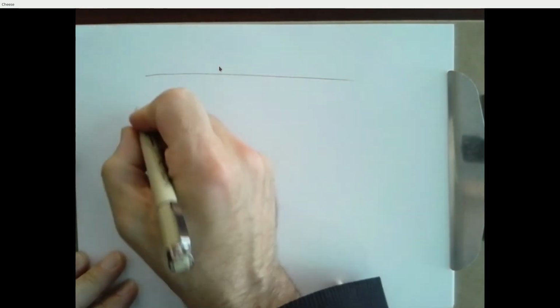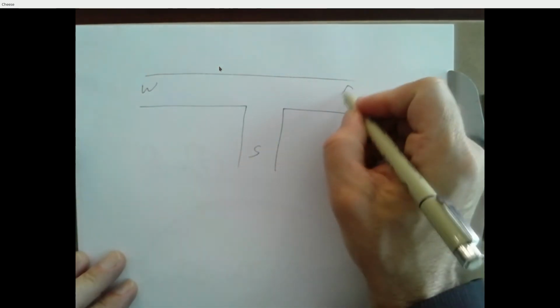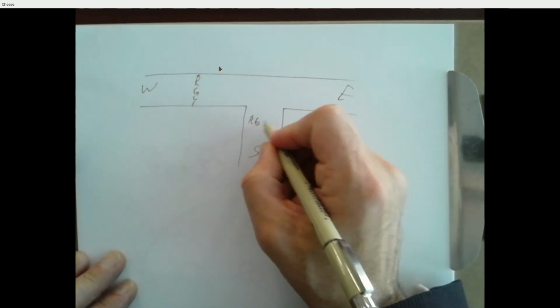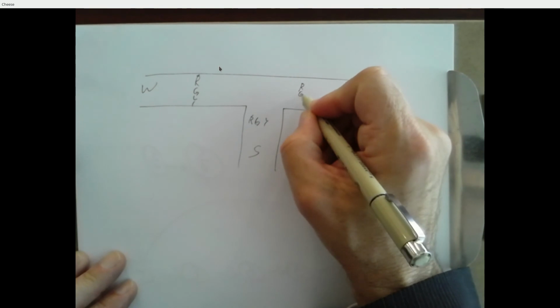right? Where we took the old red-green traffic light system and we added a delay to the transition from green to red. But let's just think about traffic lights. And we've got west, south, east, and you've got red, green, yellow. Hopefully not in that order.